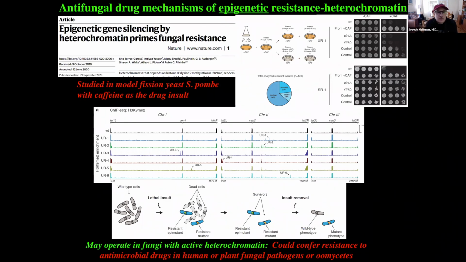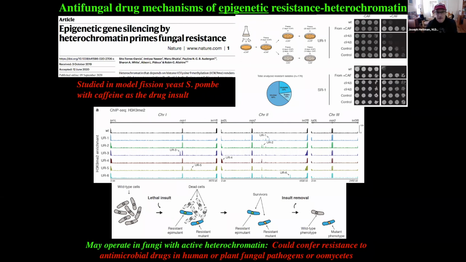Very recently, there's a paper published by Robin Alshire in Nature. This was published September 9th of this year. And they identified epimutations in Schizosaccharomyces pombe by selecting for caffeine resistance and then screening for isolates where the resistance is unstable, and showing that their resistance is dependent on a heterochromatin factor, CLR4, that makes the heterochromatic mark H3K9 dimethyl.